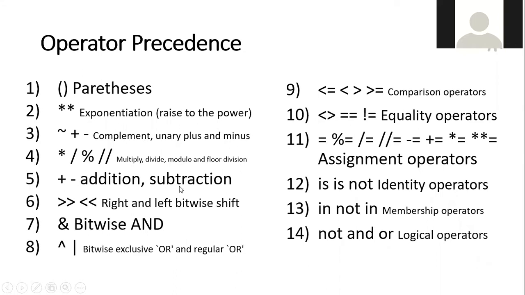We have addition and subtraction in level 5, bitwise, bitwise, bitwise, followed by relational operation and equality operators, 9 and 10. We have assignment operators, followed by identity, membership, and lastly, logical and not and or. If it happens, lahat ng operation na pinag-aralan natin nasa isang equation or expression, ito yung magiging basis nyo for evaluation. This is your PEMDAS. Ito na yung order of precedence niya. Okay?